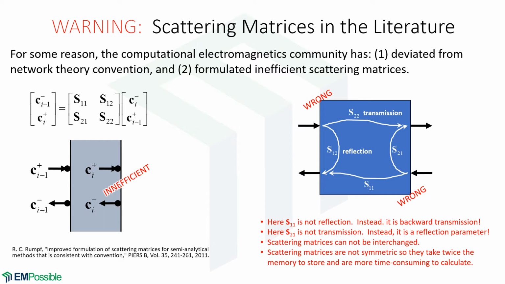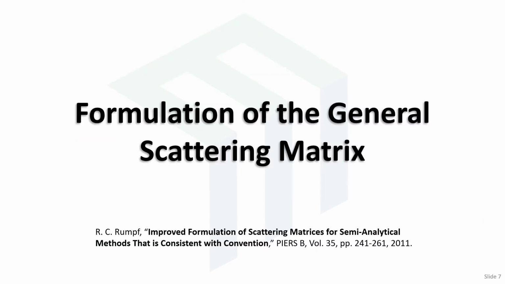The fact that that's not symmetric means all 4 scattering parameters will in general be different. So we always have to calculate 4 of them and store 4 of them. Whereas there's some neat things we'll do to make this symmetric so that we only have to calculate and store 2 scattering parameters. So that's twice the speed and half the memory requirements. Let's go ahead and formulate the general scattering matrices.